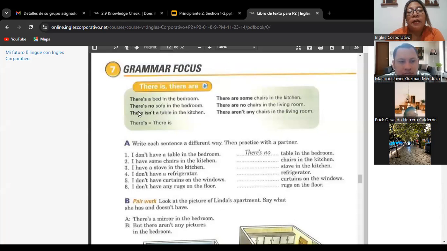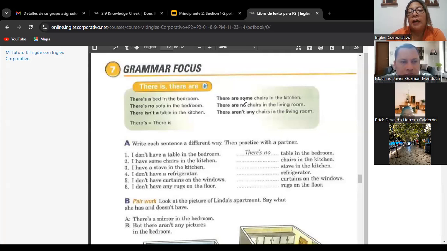Eso sería en singular. Y luego tenemos plural form, there are. Para singular dijimos que íbamos a usar a or an, y para plural vamos a usar some. Okay, some. This is an indefinite article, un artículo indefinido. Entonces, nos dice que hay más de uno, pero no nos dice específicamente cuántos son. Pueden ser three, four, two, six. No sabemos el número exacto.